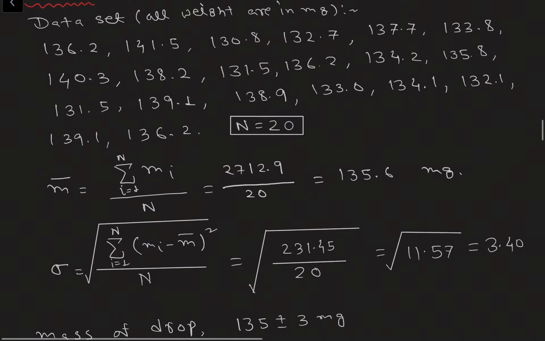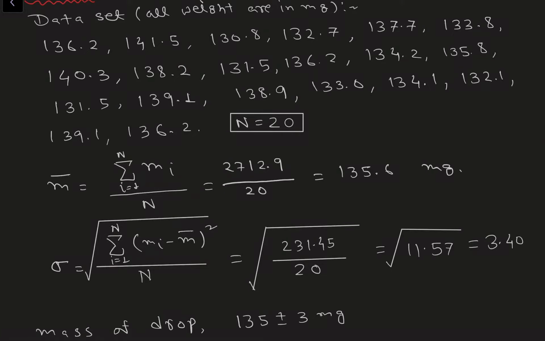So now came to our oil drop experiment and how I calculate the error there. This is the data set for oil drop measurement. All the numbers are in milligram. I am representing here 20 measurement values. Now if I calculate M average, it is coming out to be 135.6 milligram.